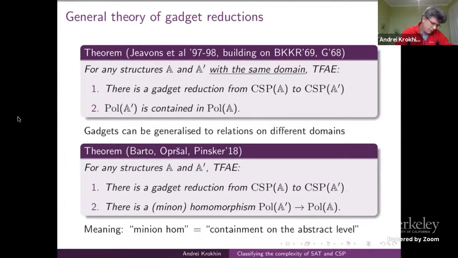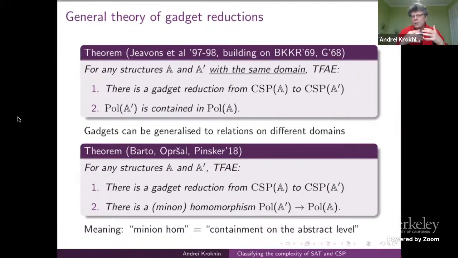And bringing it fast forward a little bit, this result by Bartol, Parshall, and Pinsker says that there is this more general gadget reduction from CSP A to CSP A prime, if and only if, instead of containment of Pol A prime in Pol A, you have something called a minion homomorphism. I won't explain exactly what it is, but you can think of it as containment on the abstract level, so that you can use it to talk about polymorphisms defined on different sets.